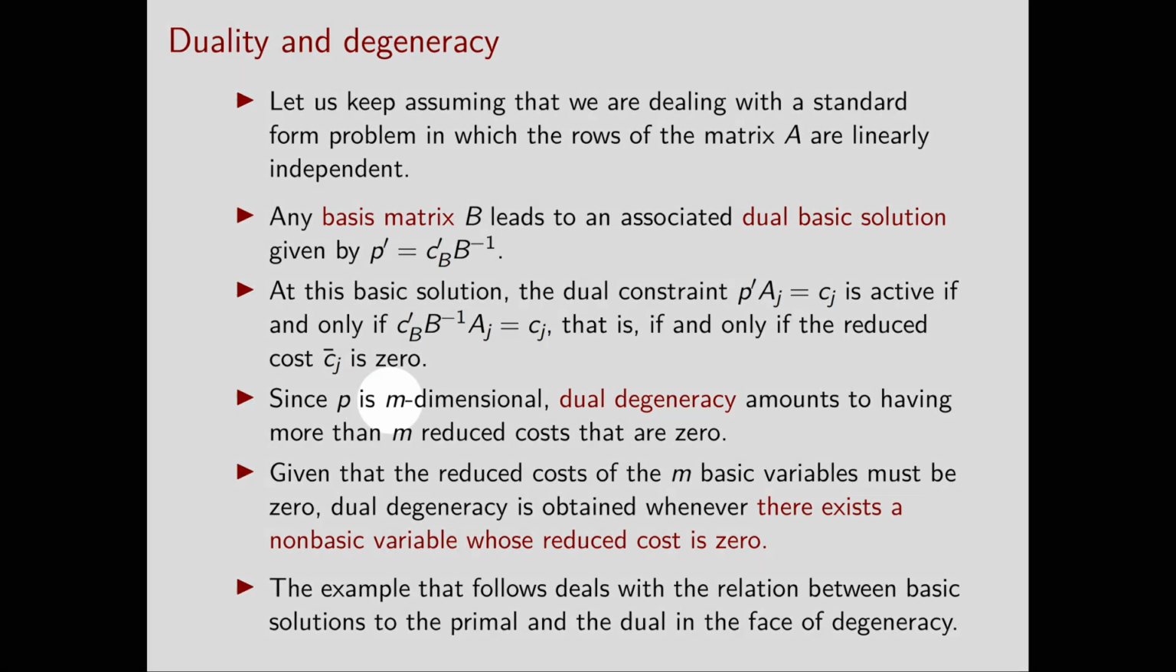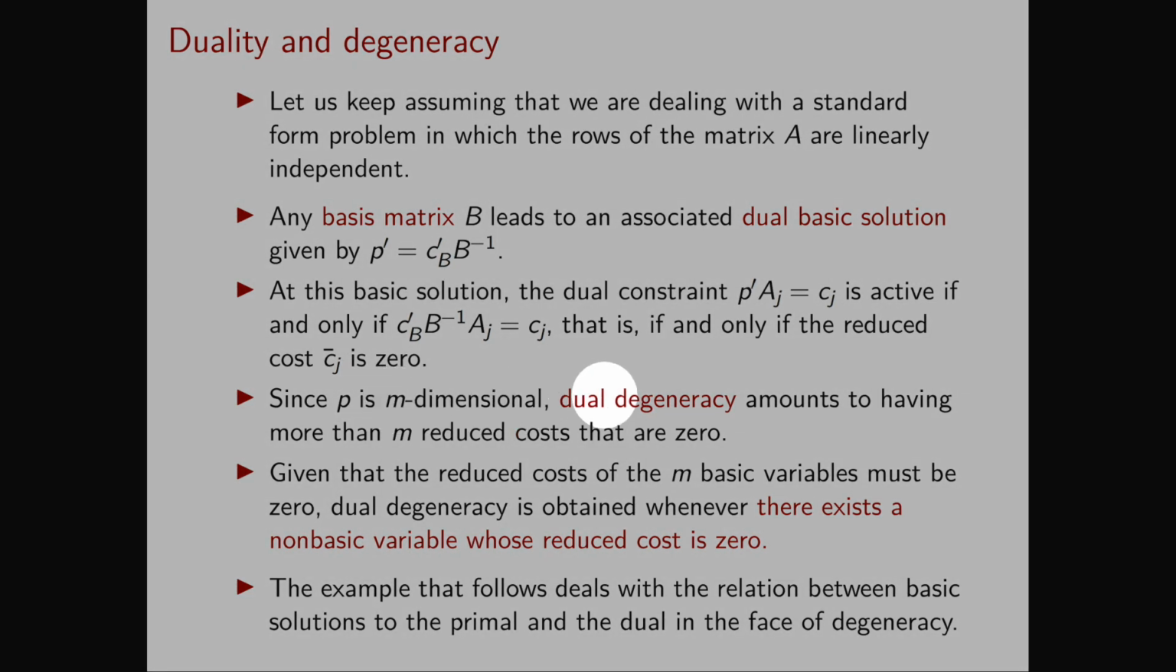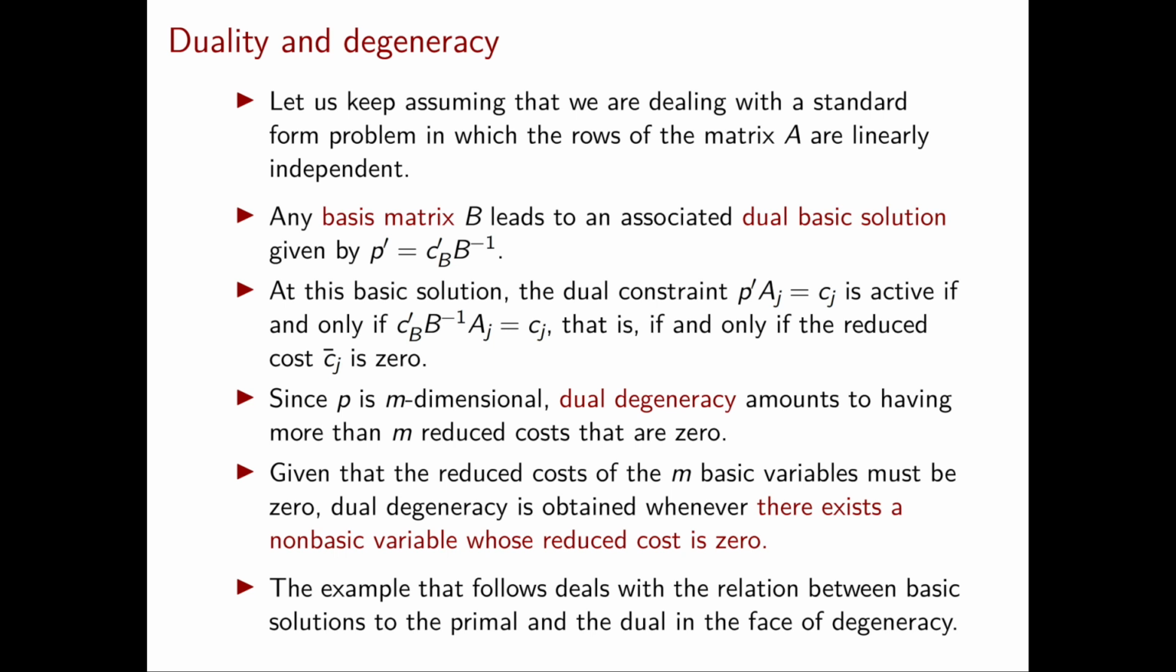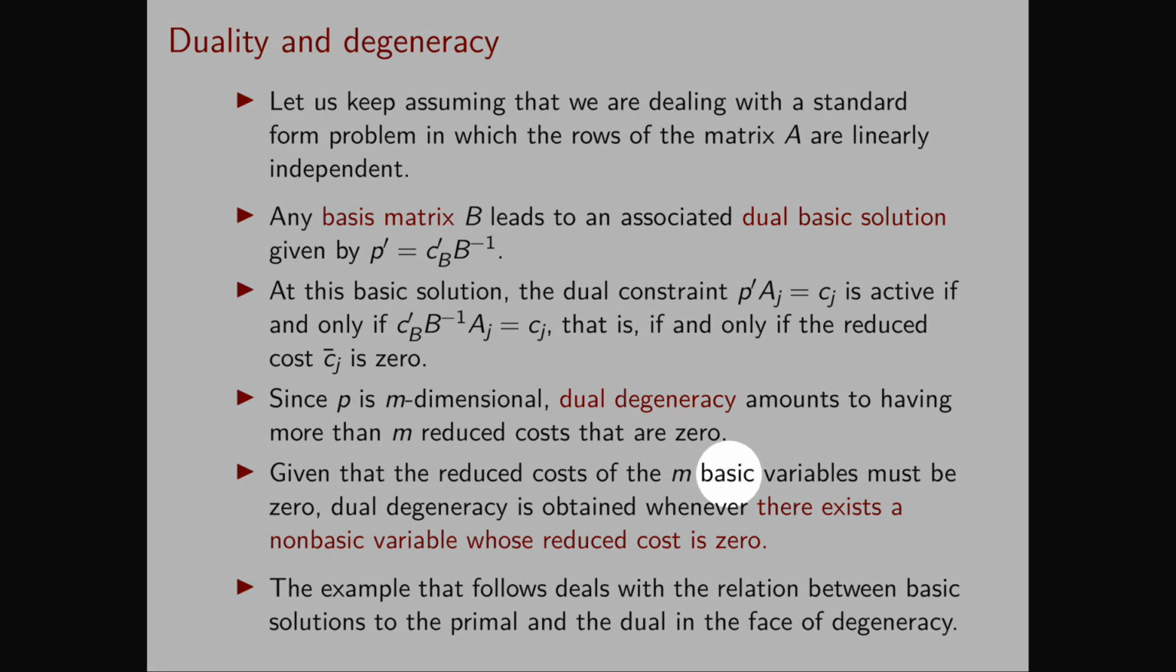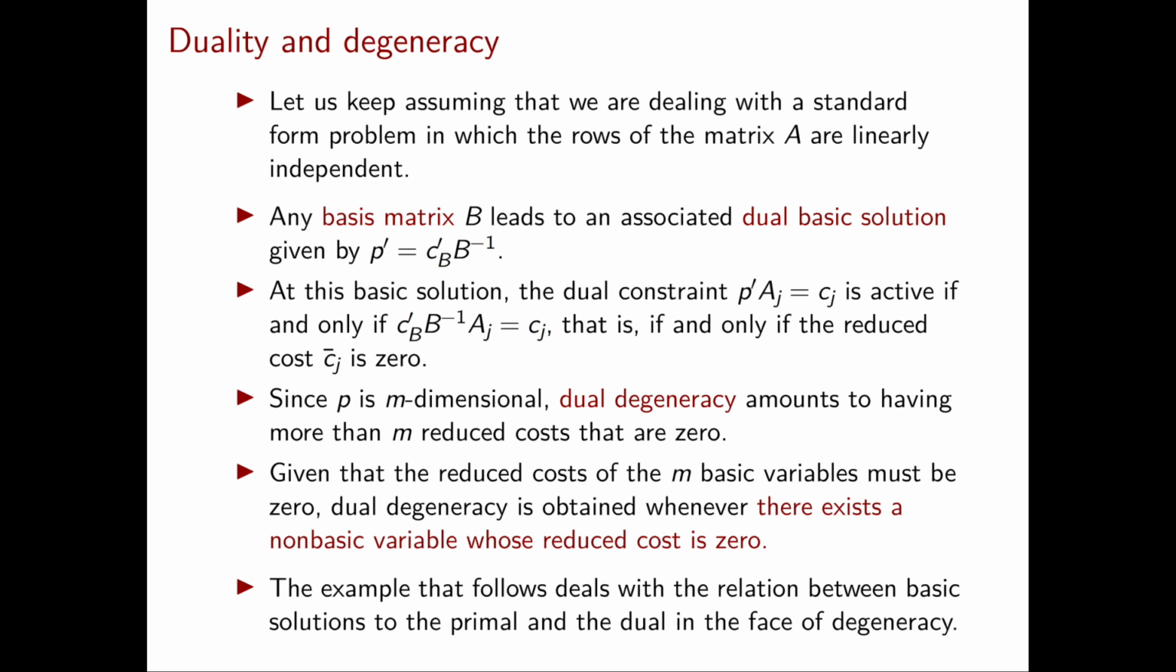Now our vector p has dimension m, so dual degeneracy amounts to having more than m reduced costs that are 0. We already know that the reduced costs of the m basic variables are always 0. Therefore, dual degeneracy happens whenever there exists at least one non-basic variable that has a reduced cost of 0. Since the reduced costs are also present in the 0th row of our tableau, it's also very easy to understand degeneracy directly from the tableau.